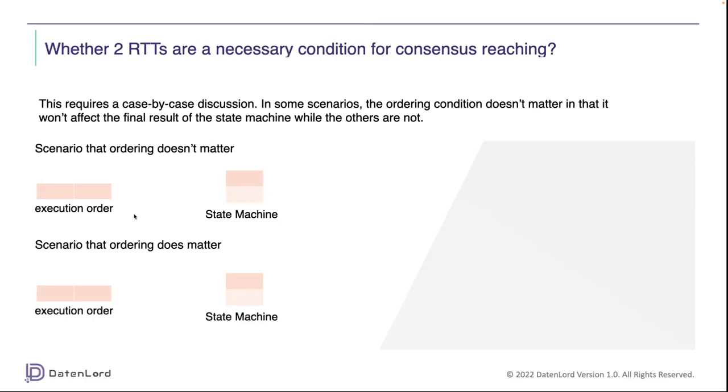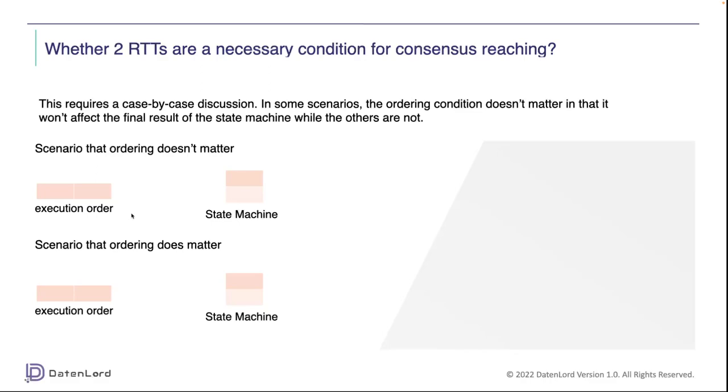So we need to consider a question: is a requirement of two RTTs necessary to achieve consensus? Or in other words, is the fulfillment of both being durably stored and being ordered a necessary criterion for consensus? This requires a case-by-case analysis. In certain scenarios, relaxing the requirements for ordering does not affect the final result of the state machine, while in other scenarios, it does. Let's examine two specific examples.